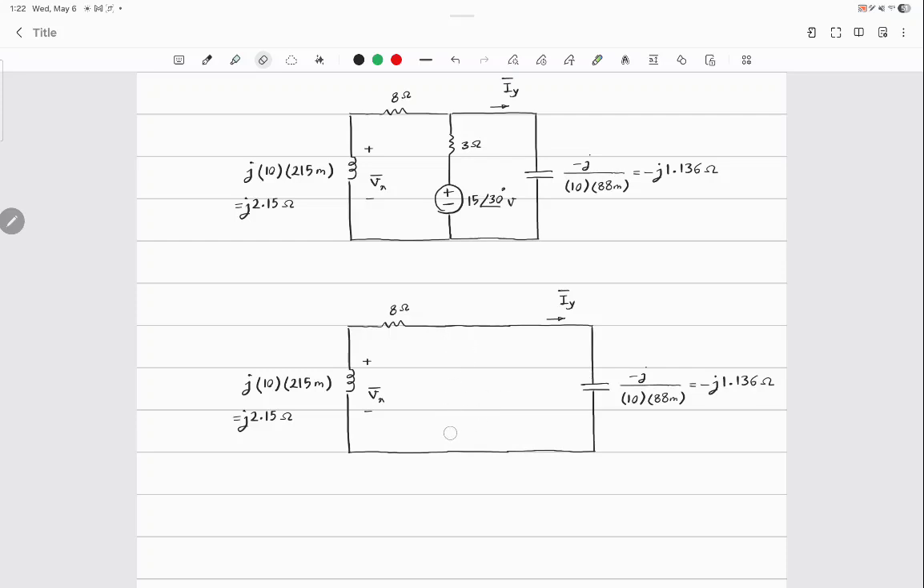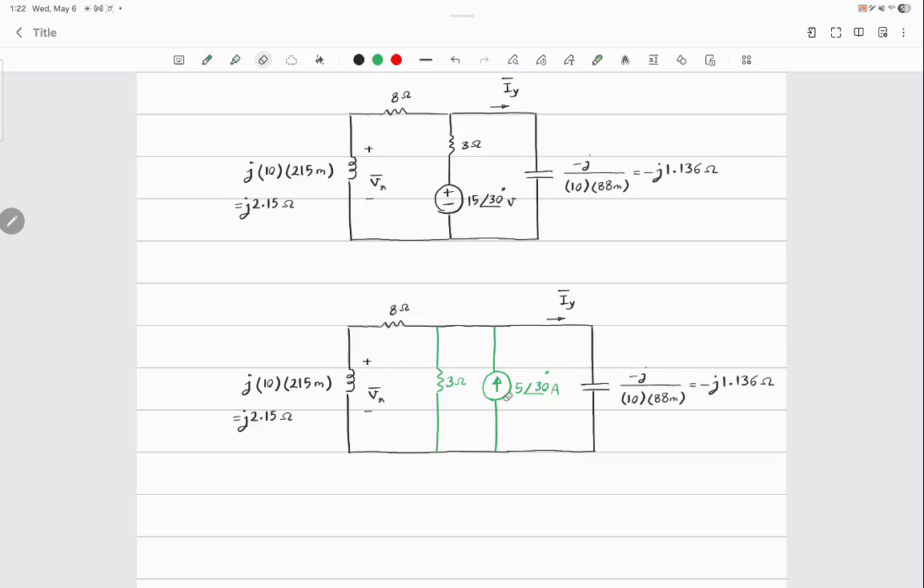So I'm going to remove this guy in the middle and replace it with a current source in parallel with a resistor. What is the value of the resistor? 3 ohm. What is the current source value? 5 angle 30 degree amps. How did I get that? I divided the voltage source by 3.